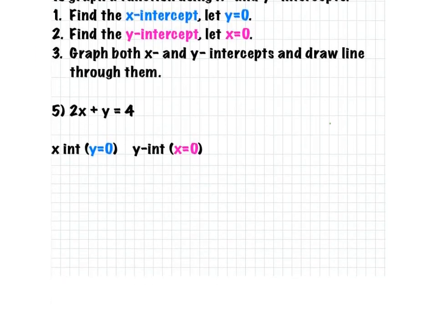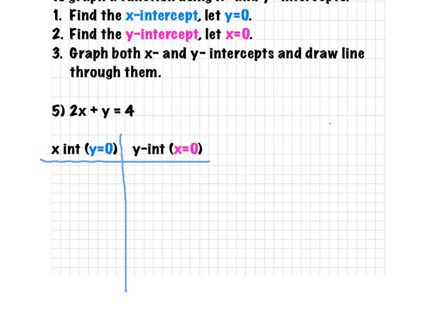Okay, all right, let's try it. Number 5. Copy down this equation. 2x plus y equals 4. Notice that this equation is in standard form. You're going to set up a table that looks like this. For the x-intercept, y equals 0. For the y-intercept, x equals 0.